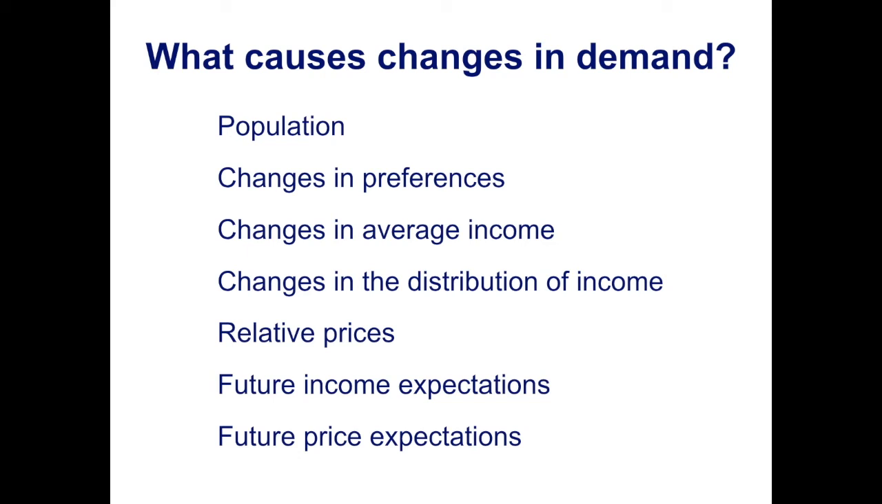Income is going to cause the demand for some goods to increase and for other goods to decrease, depending on whether they are normal goods or inferior goods. Relative prices. So what is the price of one good compared to another? Here, we would be talking about substitutes and complements. And we also have expectations for the future, both income expectations and price expectations.